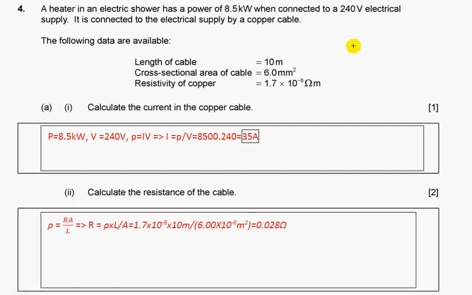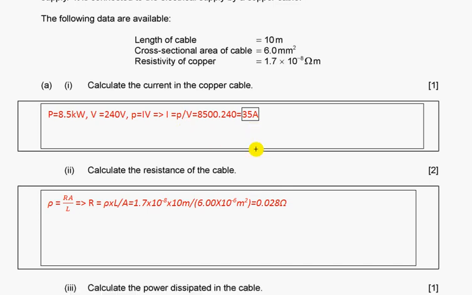An electric heater has a power rating when connected to a 240 volt electric supply. It is connected to the electric supply by copper wire. The following data are available. Calculate the current in the copper wire. So it is a bit confusing. Why? Because it talks about the copper wire, but the formula is power equals current times voltage, and a very small voltage falls on the copper wire, so we use only the heater. So current will be the power produced in the heater divided by voltage, approximately 35 amperes.